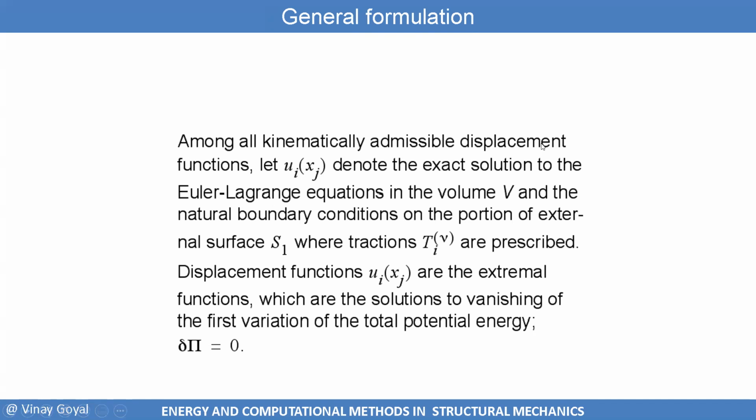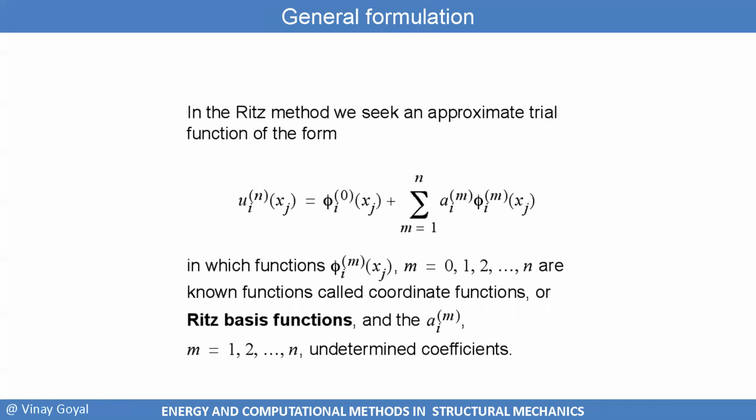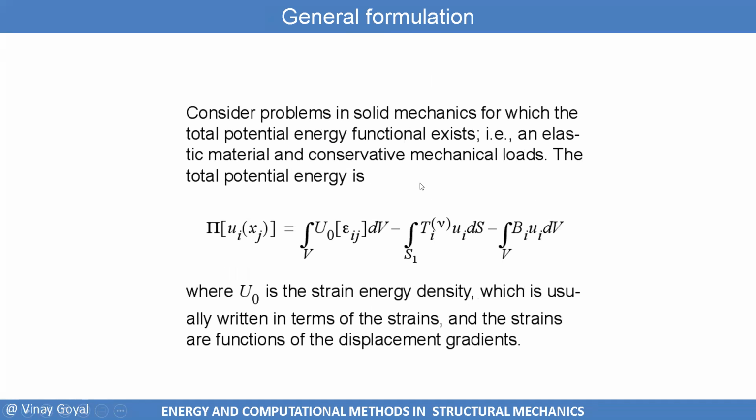So among all kinematically admissible deflections, let UI denote the exact solution to the Euler Lagrange equation in volume V, and the natural boundary conditions on the portion of the surface where TIs are prescribed. Displacement functions UI are the ones that render the first variation equal to 0, but not only that, it is the one that solves the Euler Lagrange equations, which also means that it renders the system in equilibrium. Very exciting idea. But what we can do then is approximate the solution to this total potential energy.